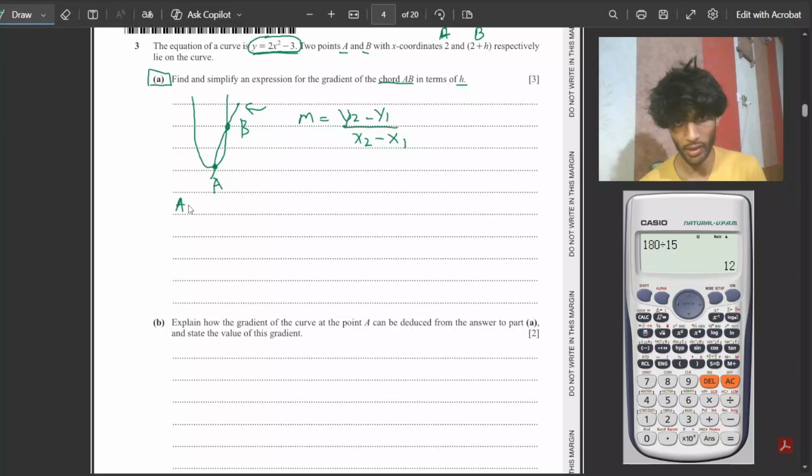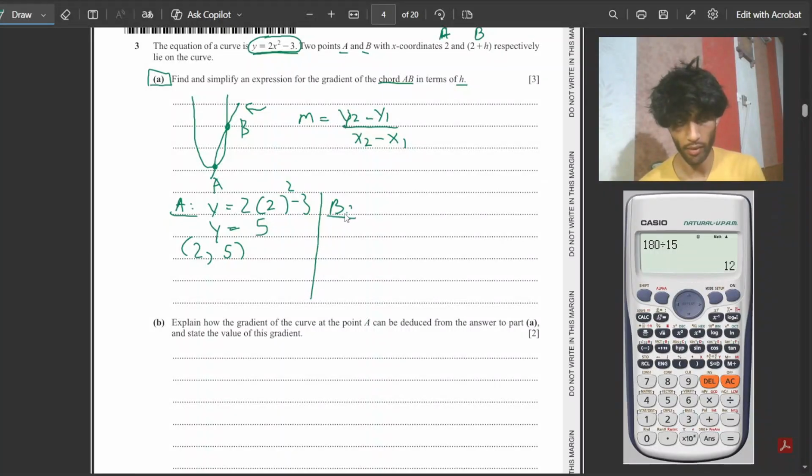So for A, let's first do that. If we have x equals 2, what's the y coordinate of A point? I get this particular thing, and when I solve it out, 2 squared is 4, 4 times 2 is 8, 8 minus 3 is 5. So the coordinates of A are 2, 5. Now let's do the same for B.